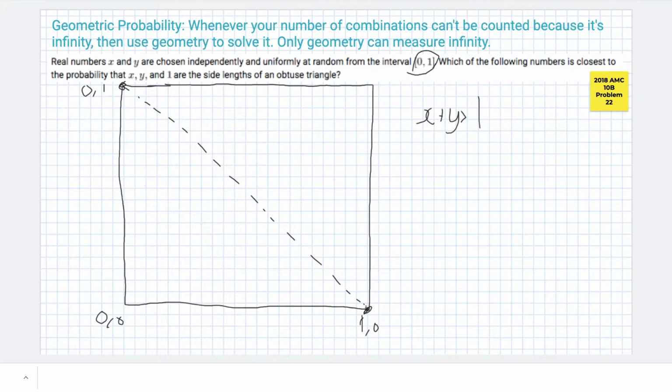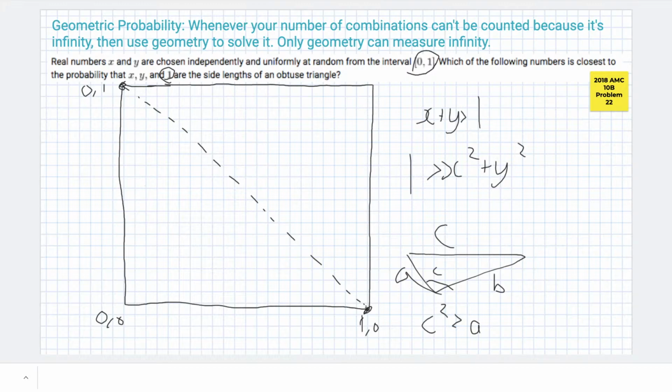Now using the Pythagorean inequality, which states that the longest side of a triangle, which in this case is clearly 1, is going to be the longest. So 1 squared has to be greater than x squared plus y squared, because of the Pythagorean inequality, which states that the side opposite to the obtuse angle, like pretend this is an obtuse triangle, and this is the obtuse angle, and this is side C, this is A, this is B, then c squared is greater than a squared plus b squared, and it's the same case here. But the only thing is we know that c is the longest side.